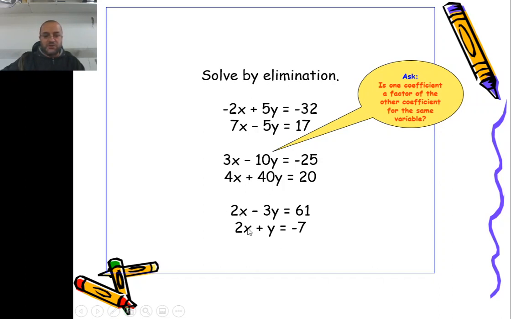Here we have 2x, 2x, we can subtract directly. Here we have plus 5y and minus 5y, we can add directly because they are opposite. Here we subtract, here we add, and here the first step we do is to multiply the whole equation by 4, then we add. This is the homework.